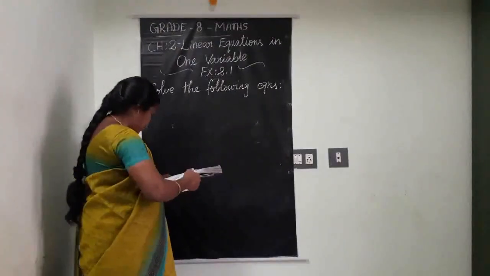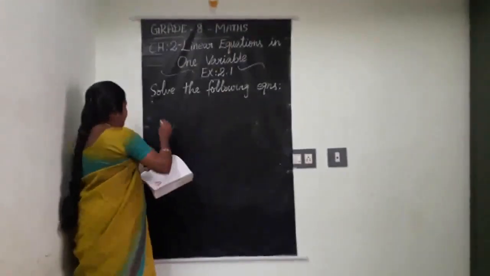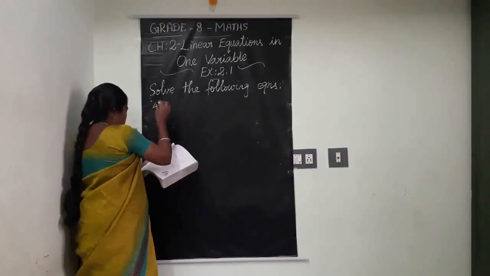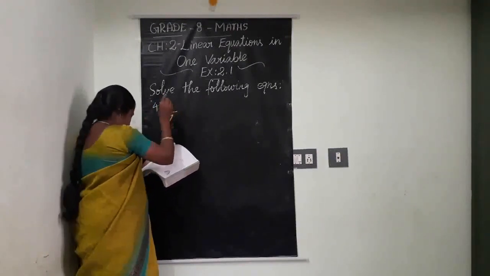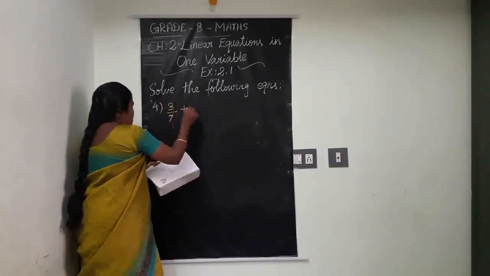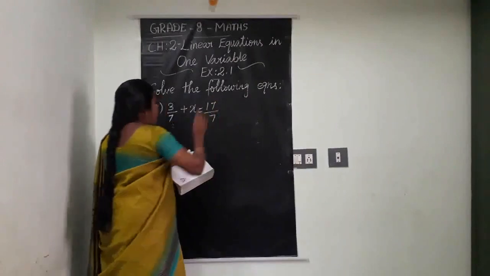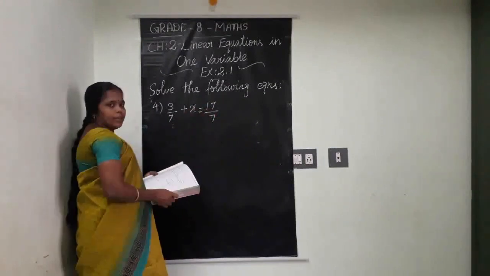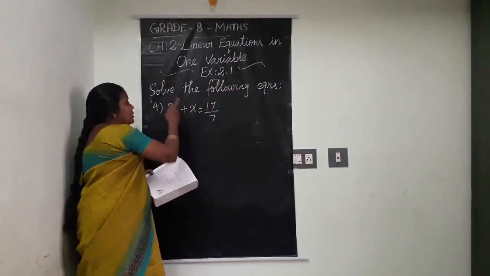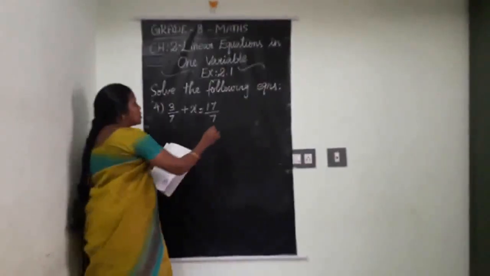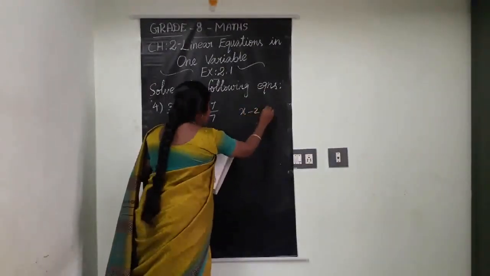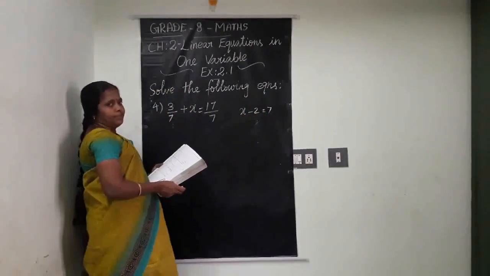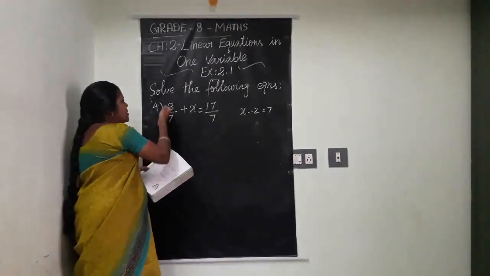See next one. Which one? Fourth question I am trying. See, the first one, the whole number one, we have solved. The fourth one, how is it given here? 3 by 7 plus x equal to 17 by 7. What is the difference between this question and the previous question? In the previous question, it was given x minus 2 equal to 7. The constant term there is minus 2, an integer. But here the constant term is a fraction.